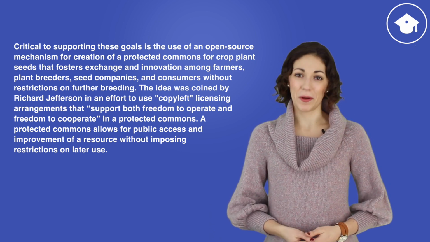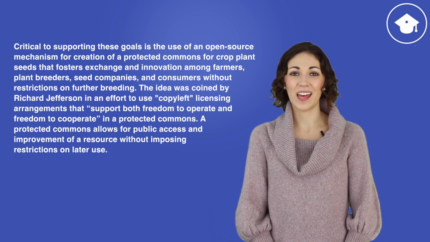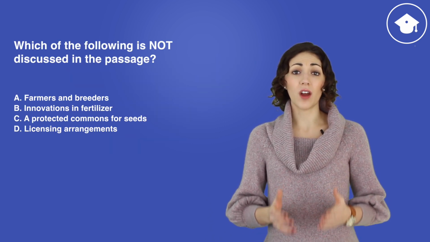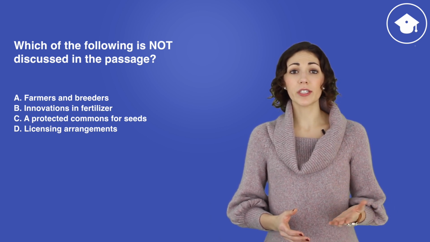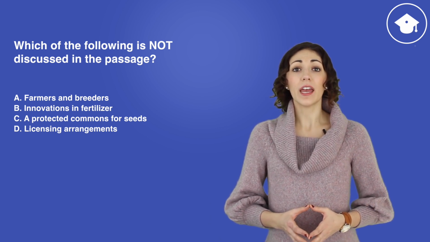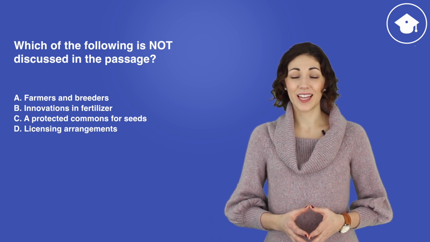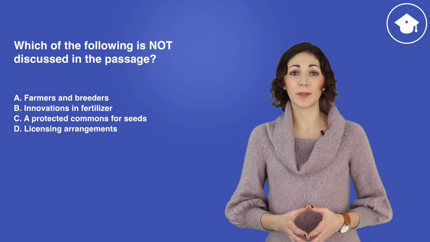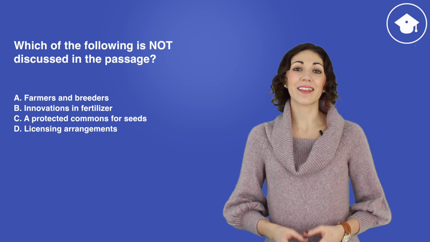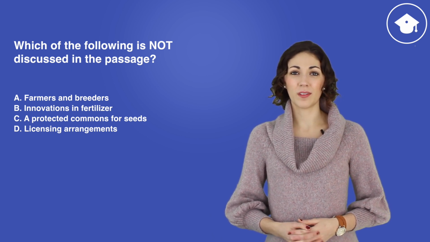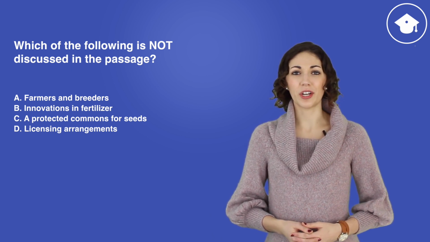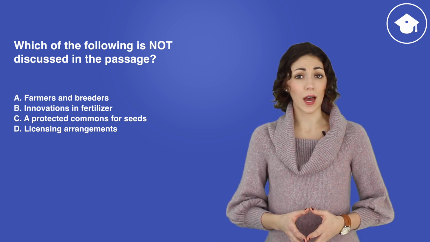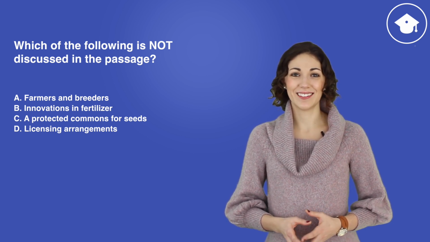And here's a question about that paragraph. Which of the following is not discussed in the passage? A. Farmers and breeders. B. Innovations in fertilizer. C. A protected commons for seeds. D. Licensing arrangements. What's the right answer to that question? What answer choice is not mentioned in the passage? What answer did you get? Leave your answer in the comments.